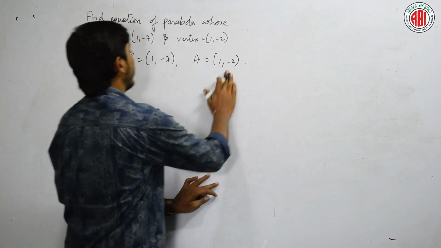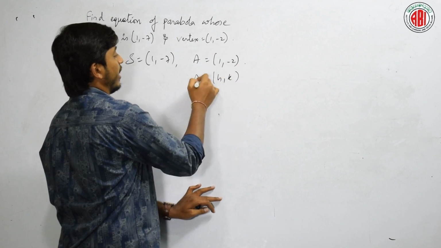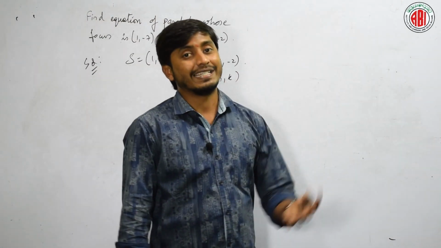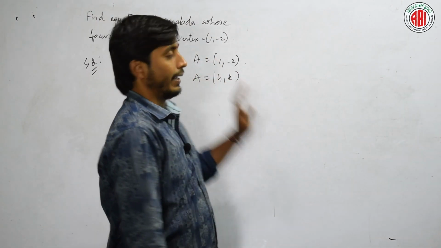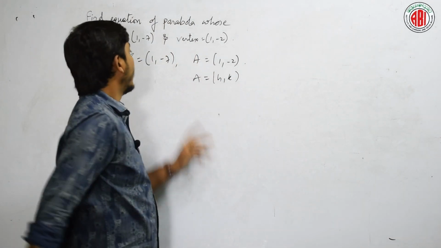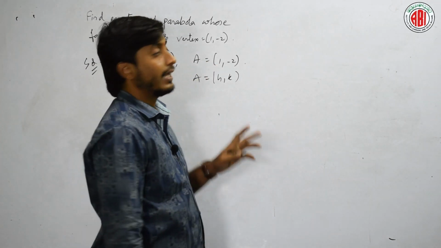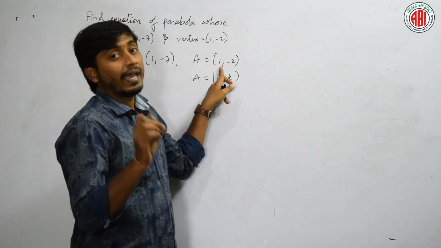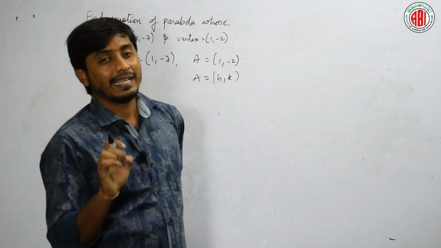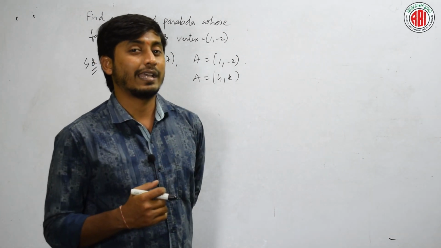Yes, now if you observe, the vertex itself is h comma k, let us put it as it is. Based on this parameter we are going to judge which type it lies in. Clear? Now, if you observe, S and A have the same x coordinate. Clear? So which type might it be, parallel to x axis or parallel to y axis?